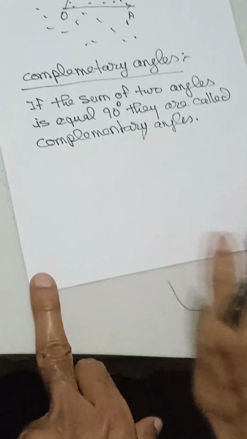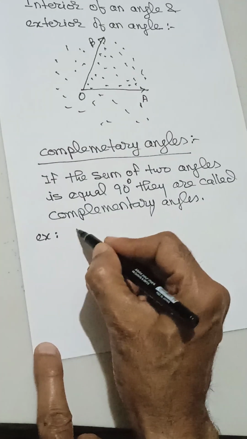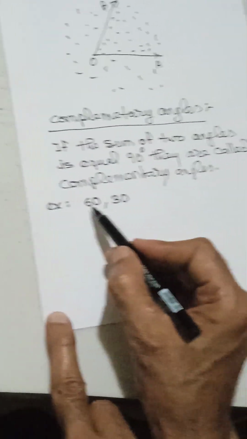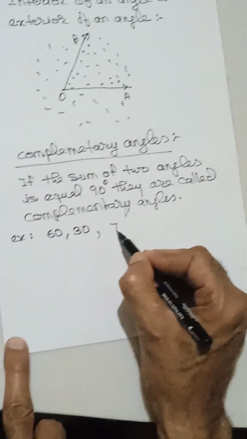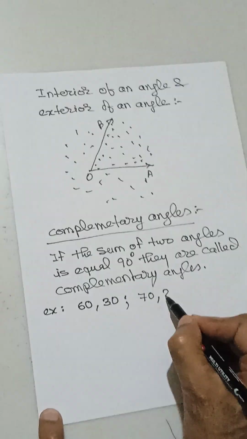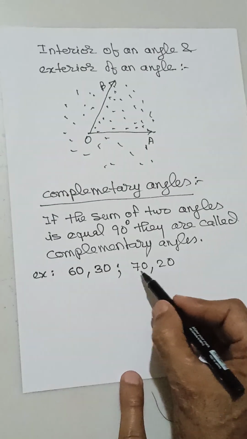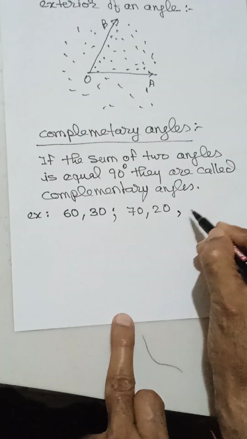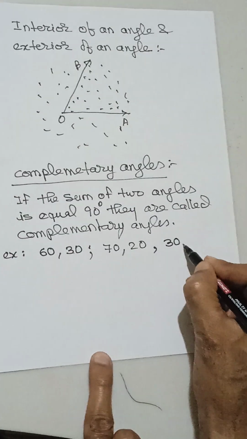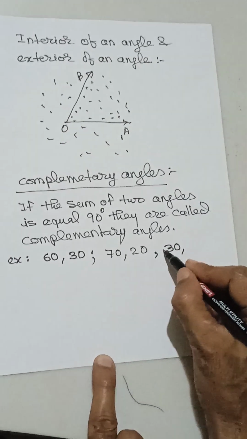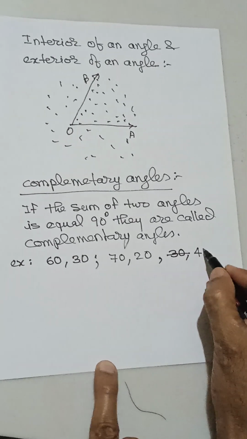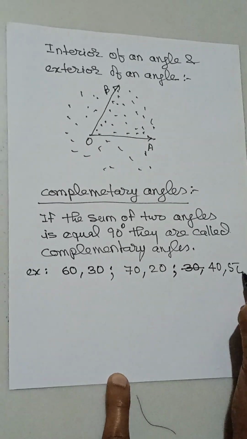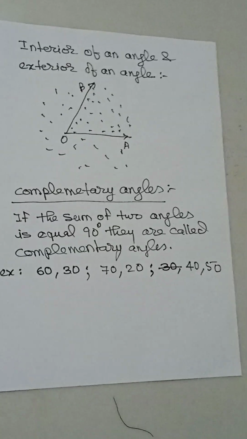An example is 60 degrees and 30 degrees. Both these are complementary angles because their sum is 90 degrees. Similarly, 70 degrees and 20 degrees are complementary to each other because their sum is 90 degrees. Similarly, 40 degrees and 50 degrees are complementary to each other because their sum is 90 degrees.